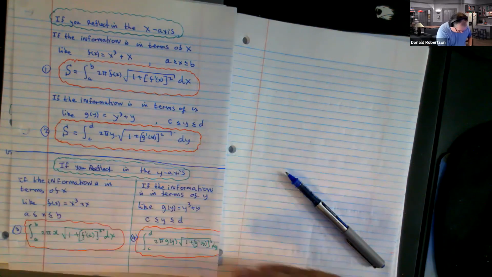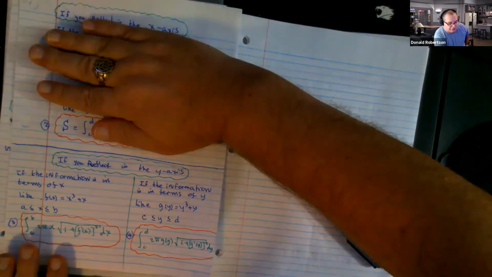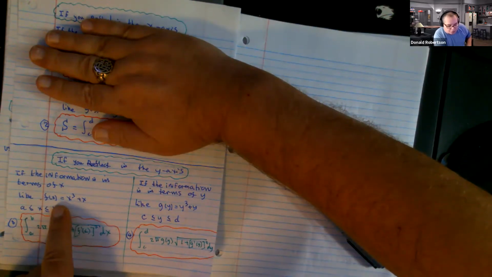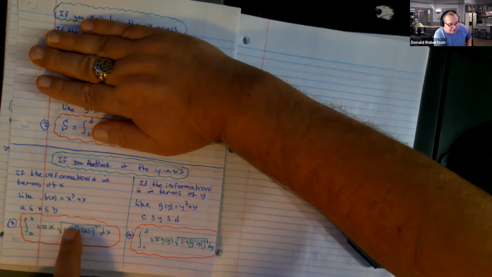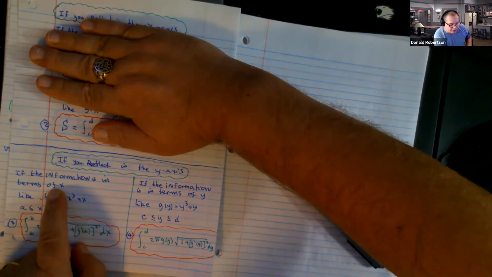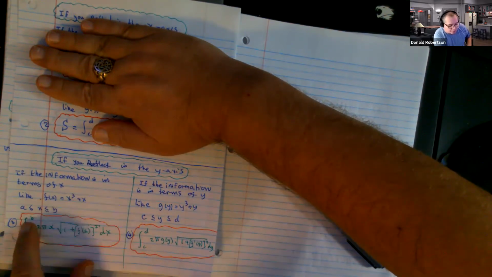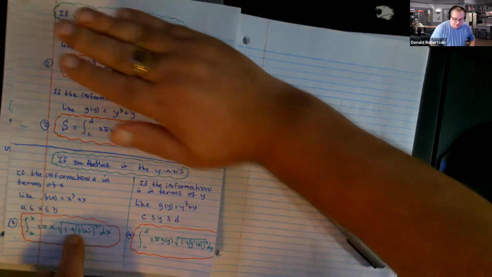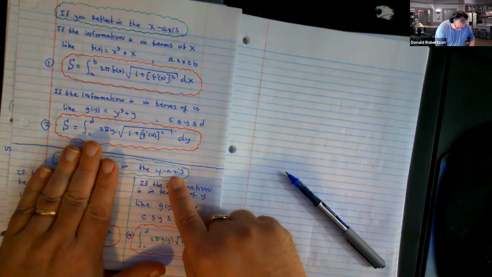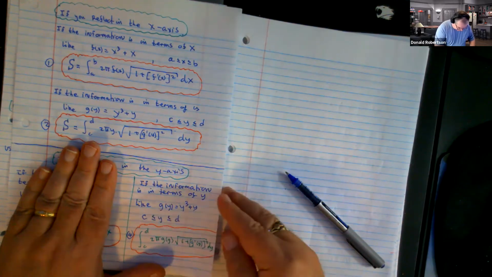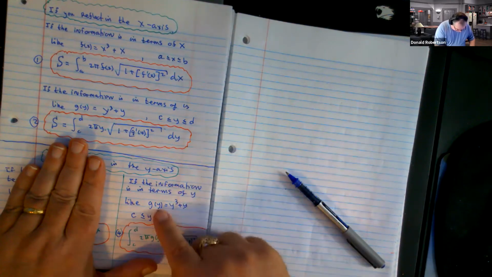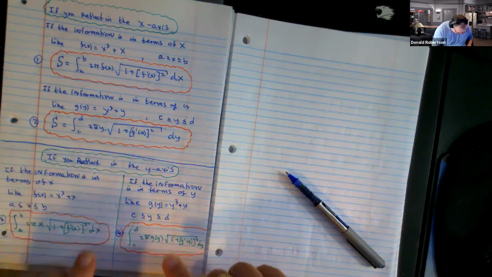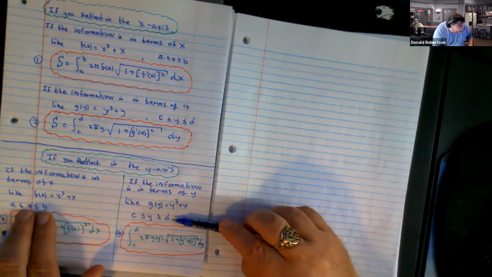Now, if on the other hand, it's rotated about the y-axis, which is the case we're going to spend more time on today, it's one of these 2. If the information is given in terms of x, so this is the curve and x is from 1 to 2, this is the formula that you use. And if it's rotated about the y-axis, but the information is in terms of y, like x equals y cubed plus y, and y is between 3 and 4, very often it's easier to look at this piece of information because it's clearer.